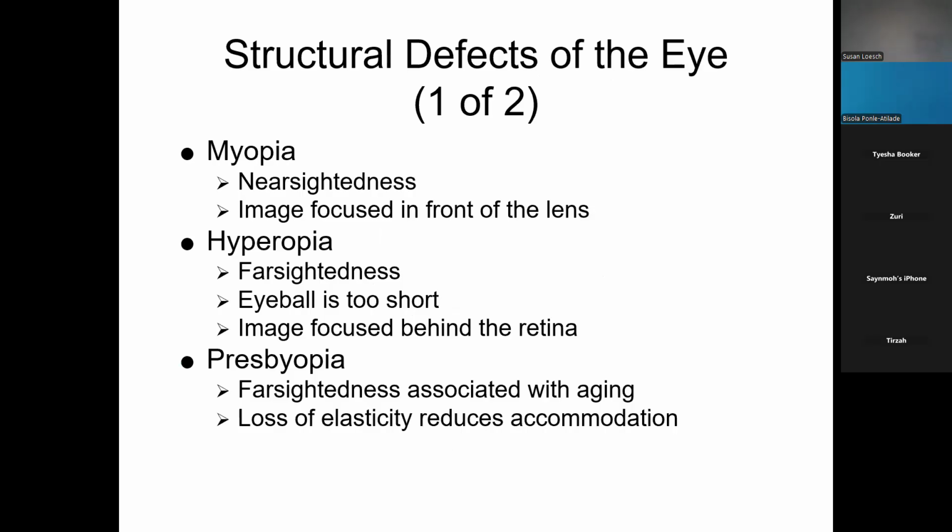Myopia is nearsightedness. This means you can see objects close, but not far away. So if you're nearsighted, you might not be able to see a highway sign until you're right up on it. These people need to sit at the front of the class.